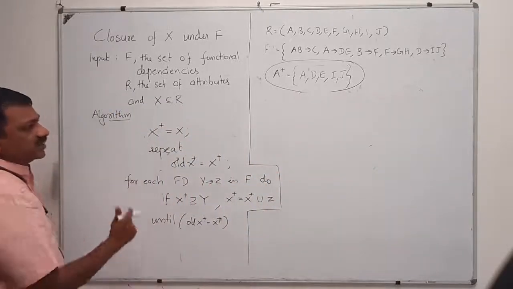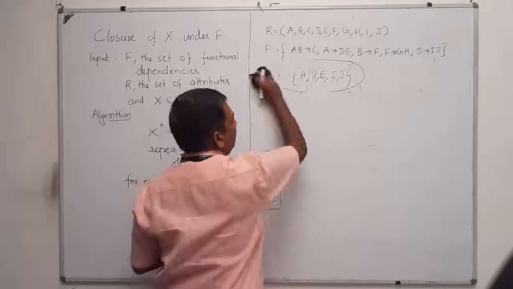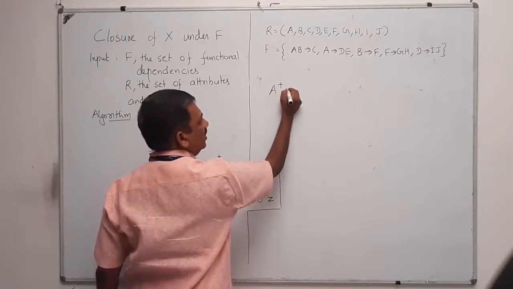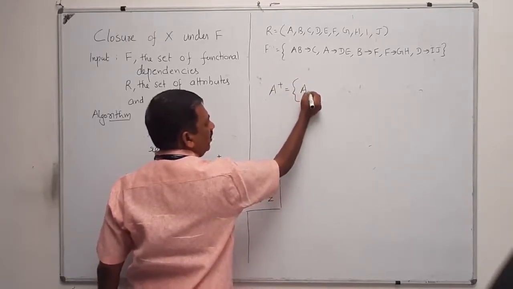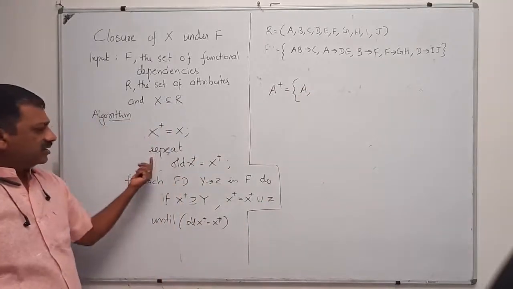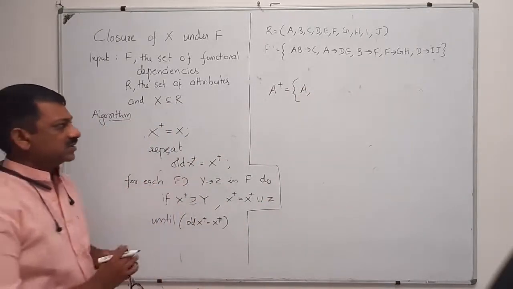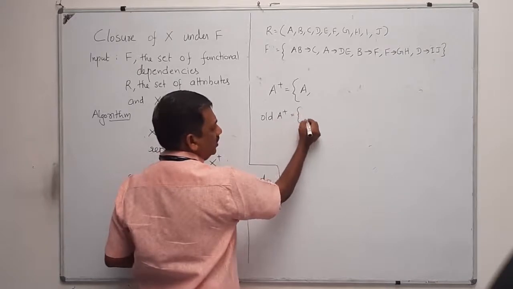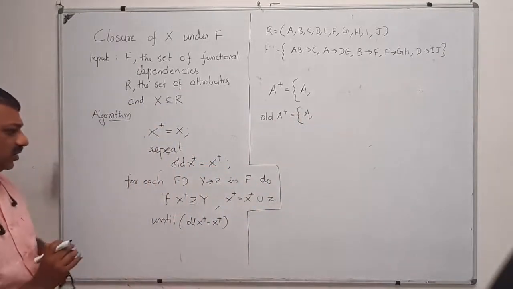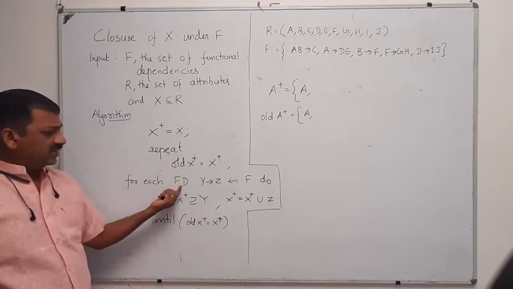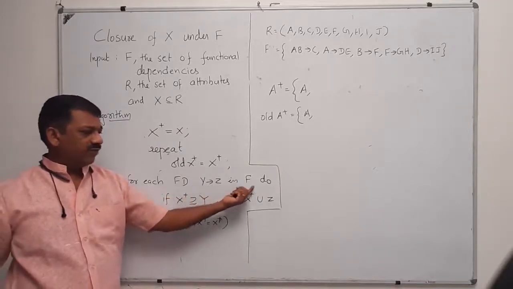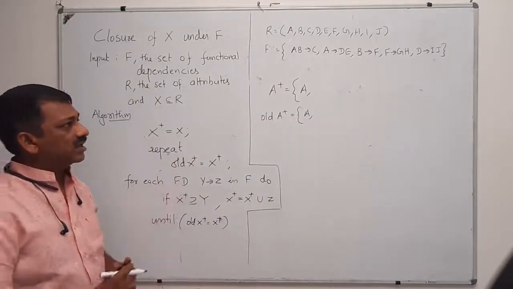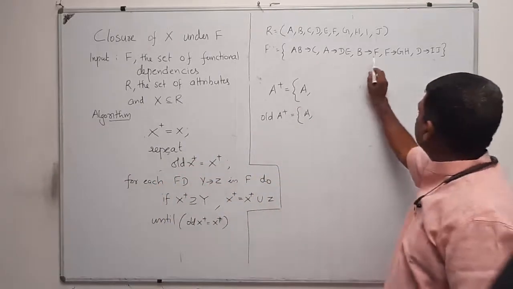See, now X plus means here I am going to find out A plus. Initially, A plus includes A. That is a trivial functional dependency. Repeat: old X plus equal to X plus. Now old A plus equals A. Then for each functional dependency Y determines Z in F, do. That means we go through these. How many functional dependencies are there? 1, 2, 3, 4 and 5.